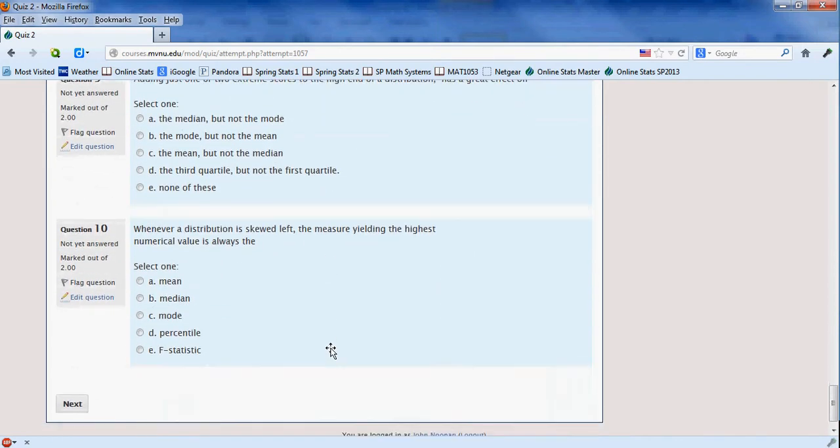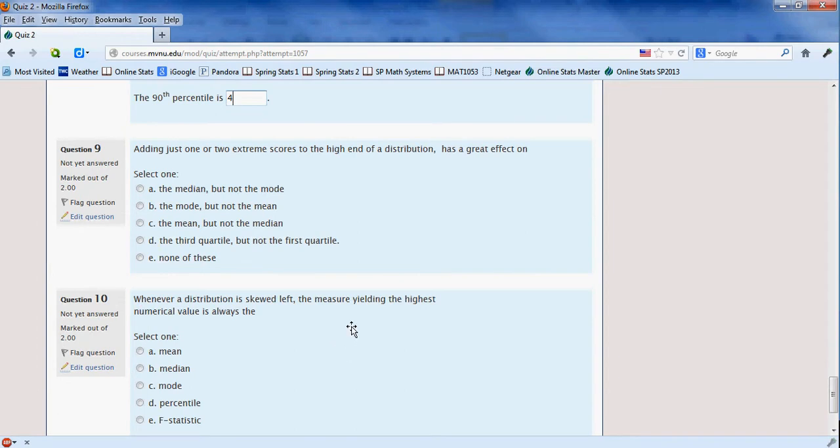Finally, 2 more questions, multiple choice. If you have 1 or 2 extreme scores to a high end of a distribution, it has a great effect on, well, this is just the mean. The mean gets moved by extreme values, but the median stays in the middle. You can test this out. Take 5 numbers, like 1 through 5, average them together, and then change the 5 to 1 million and average those together. You'll find that the new average is much bigger than the old average, but the median stays at the number 3. The median always stays in the middle. So it's going to affect the mean, but not the median.